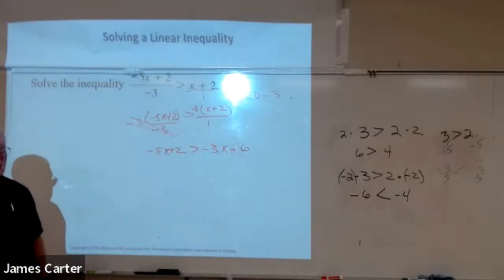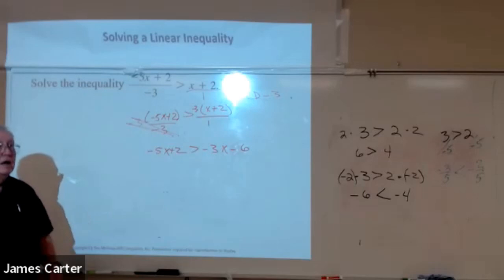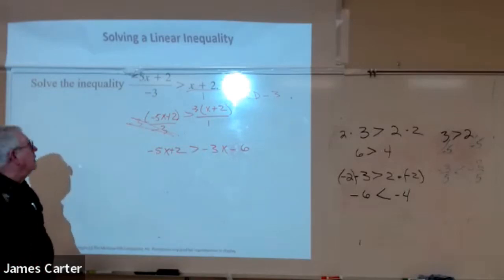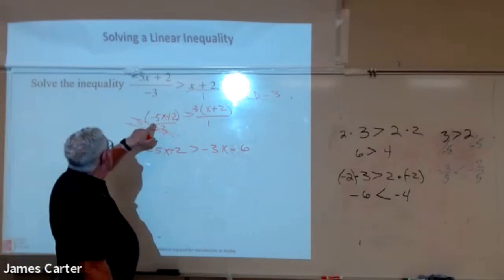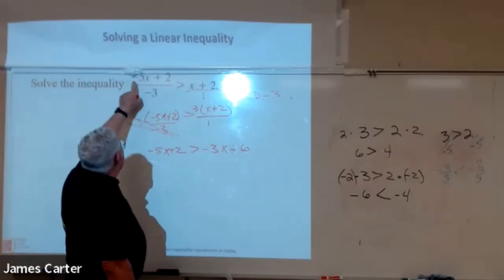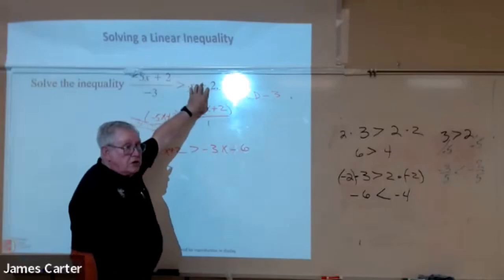Okay. Now, from there, you just solve it like we've done all of the others. We don't do like negative, we just leave that the same. I took this common denominator of -3 and I multiplied it times every term.